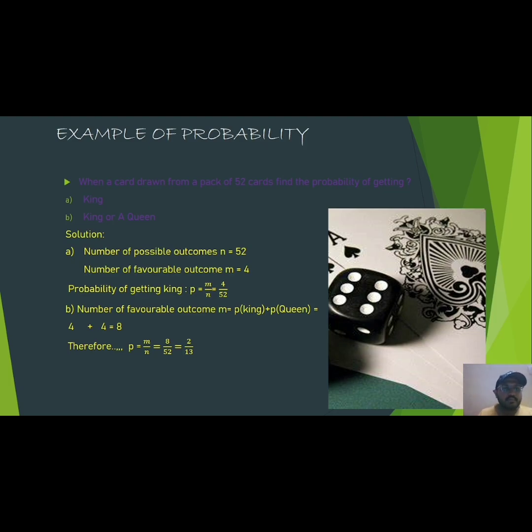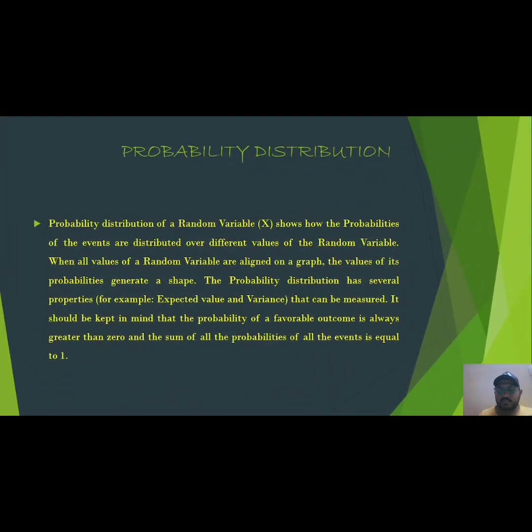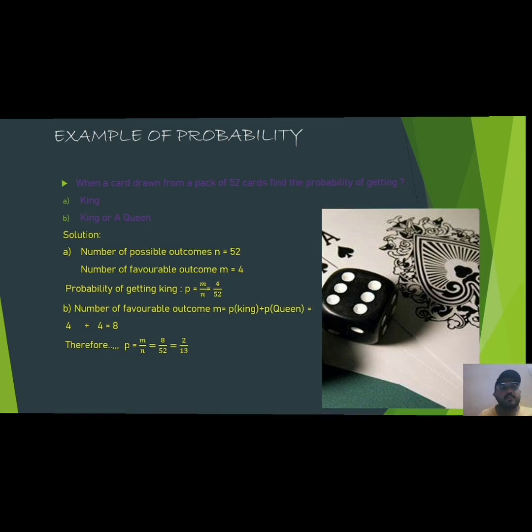Next, the number of favorable outcomes m, that is p of king plus p of queen, is 4 plus 4, which is equal to 8. Therefore p = m/n, that is 8/52, which is equal to 2/13.